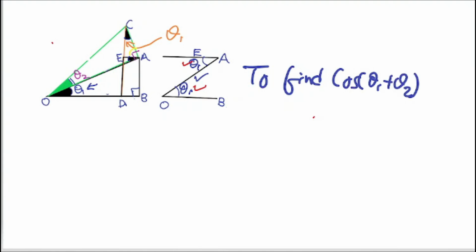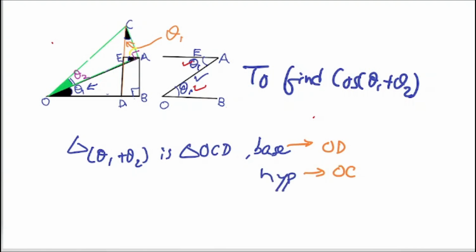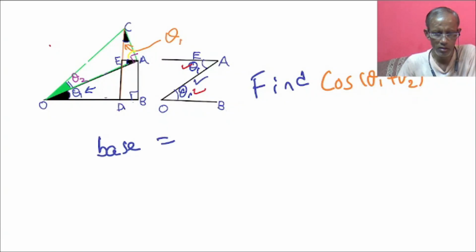So what is cos of theta 1 plus theta 2? This is equal to the final base by the final hypotenuse. When theta 2 is added to theta 1, the triangle of theta 1 plus theta 2 is triangle OCD. The base is OD and the hypotenuse is OC. Cos of theta 1 plus theta 2 is base OD by the hypotenuse OC. The final base is equal to OD.